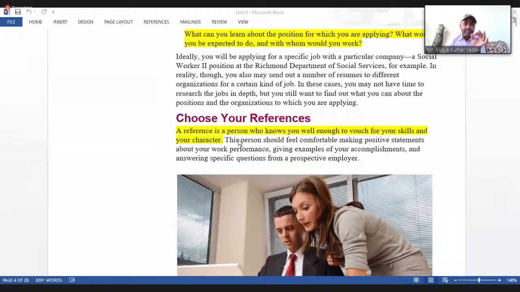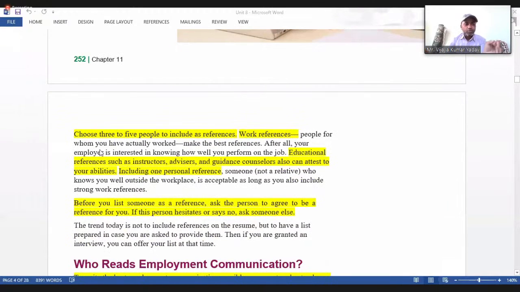So you can write the name of only that person. Okay, so choose 3 to 5 people to include as references. In references, you can write 3 to 5 people, minimum 3, maximum 5. No, don't write more than 5. Okay, and here you have educational references, and then you have personal references.